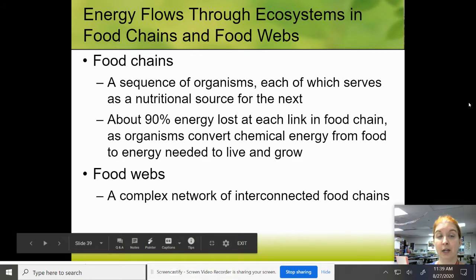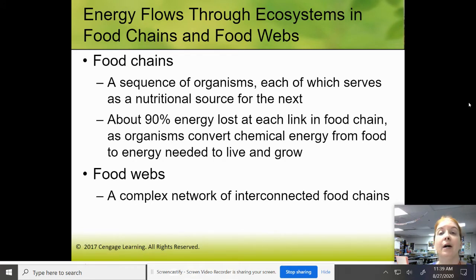So we can have a food chain where the grass is eaten by the bug, is eaten by the bird, is eaten by the cat, is eaten by the fox. One thing is eaten by another thing. This is a sequence of organisms, each of which serves as a nutritional source for the next. 90% of your energy is lost as these organisms convert the chemical energy from food to the energy needed to live and grow. Just like last chapter, only 10% of that energy consumed is available to make up that organism and is passed on to the next food level.